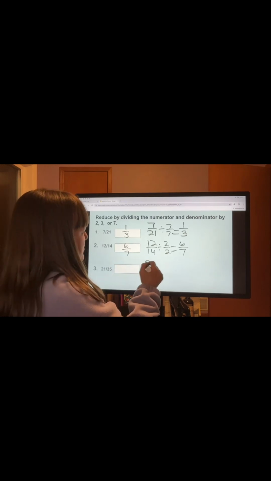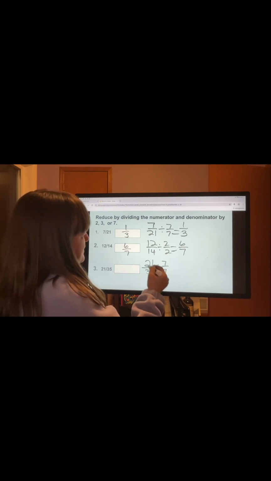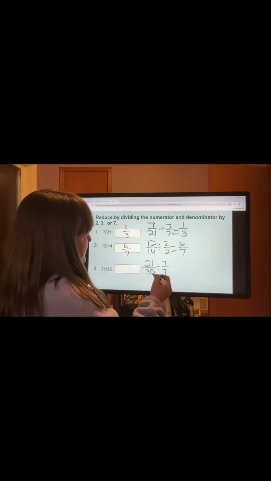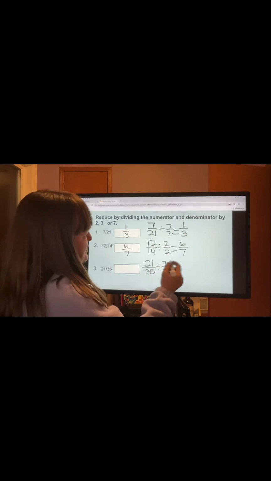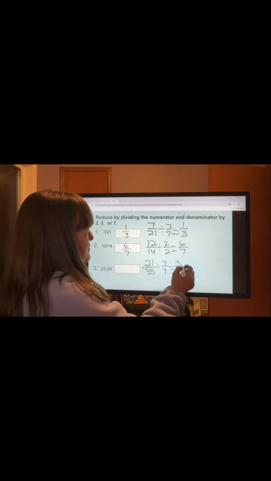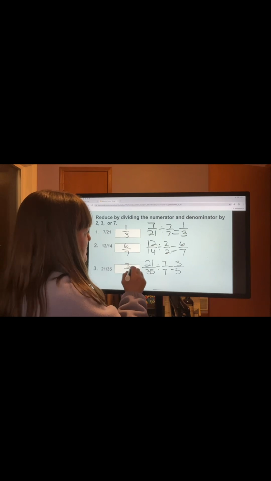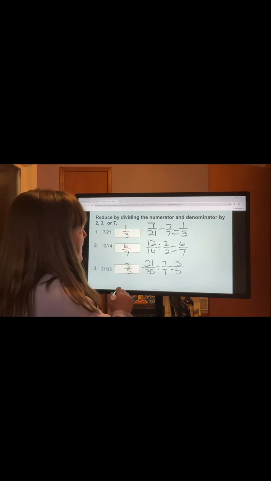And how about 21 over 35? That is going to be 7. Because 3 goes into 21 but not 35. And 2 doesn't go into either of those numbers. Okay, so 7 goes into 21 3 times. 7 goes into 35 5 times. So 3 over 5 is your answer.